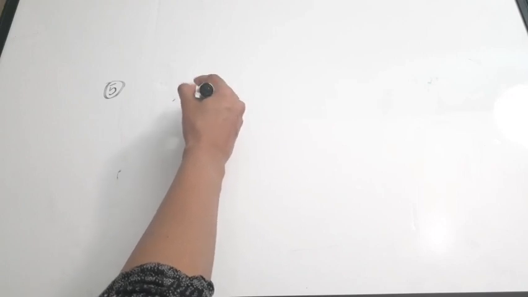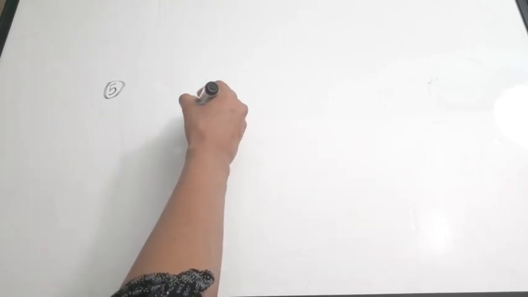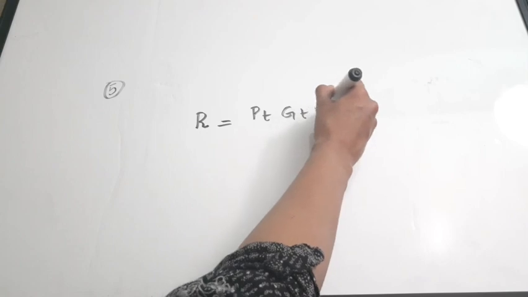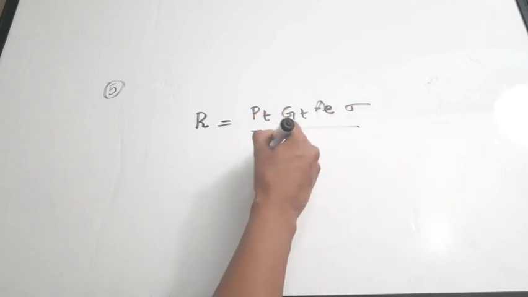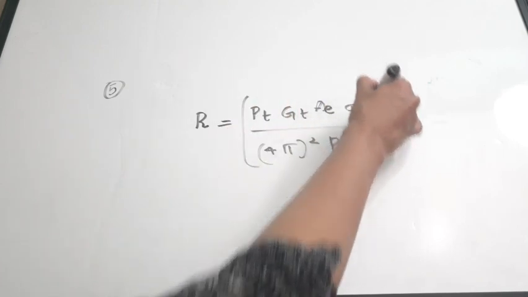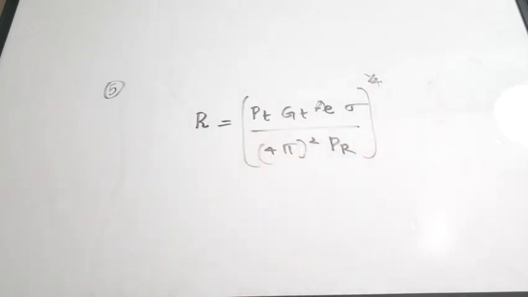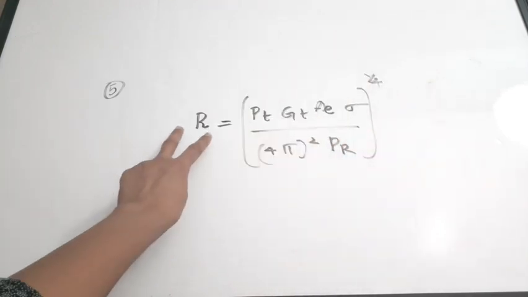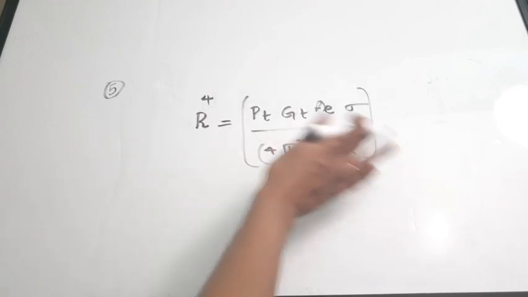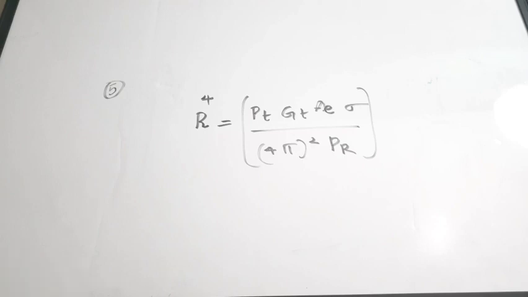I'll write the equation once again for you. This equation should be very much thorough for each and every one appearing for all competitive examinations of electronics. Very important equation, radar range equation. R equal to (PT GT A sigma by 4 pi square into PR) the whole raised to 1 by 4. Now you need to find a relation between R and PR. So we make this R raised to 4 and this is as it is. That is, we have removed the raised to 1 by 4 by taking the fourth power.